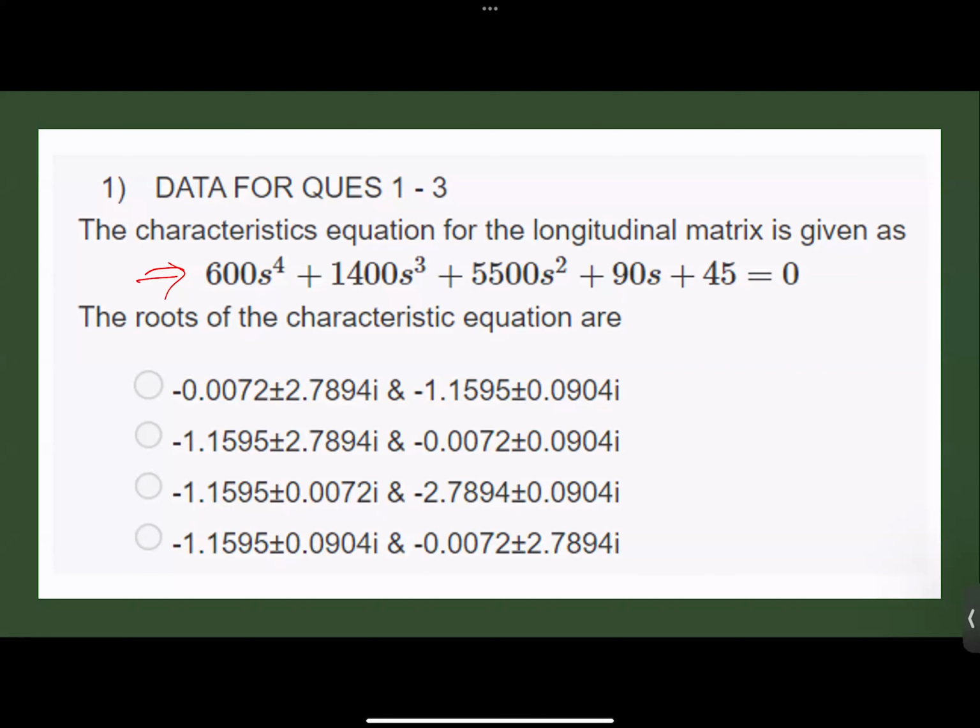So which one is satisfying the equation? I think it's this one, right? Yes. Correct me if I'm going wrong, but I think this value satisfies the equation. Okay, let's go on to the next question.